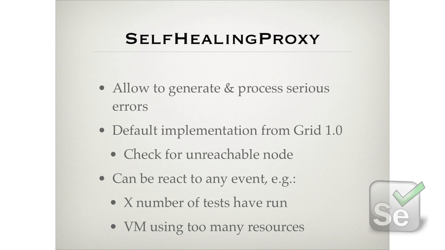The next interface is the self-healing proxy. That was inherited from Selenium 1. The default implementation does what Kevin described. You will have a poll mechanism that will try to contact the node. If the node is down for any reason, usually the network is down, it will mark down the proxy, so no further test is going to be assigned to it. It will keep polling, and when it's back up, the proxy will have some test assigned to it again.